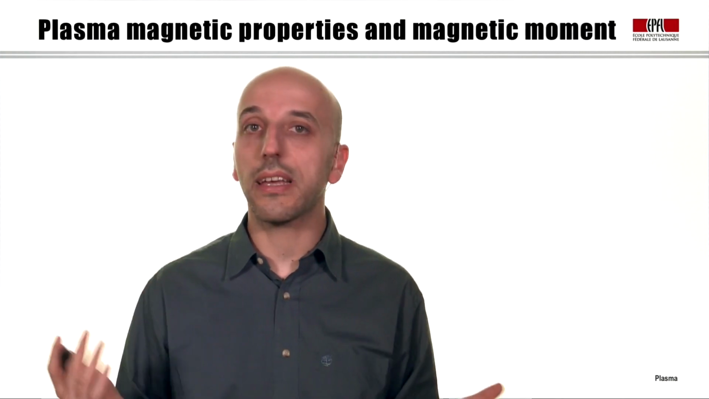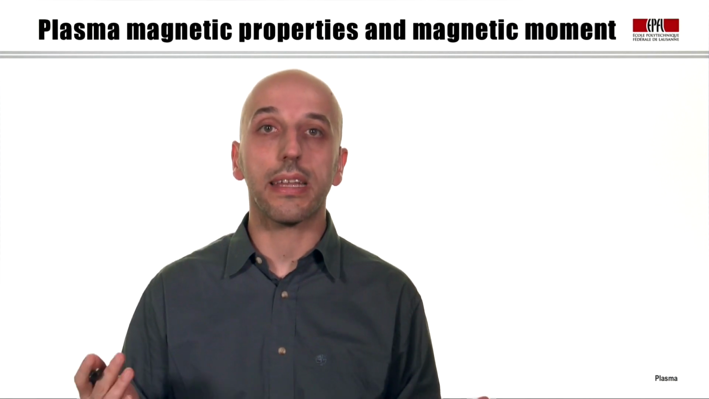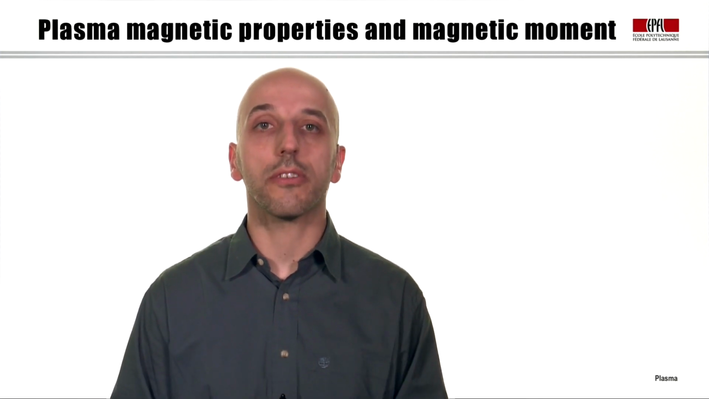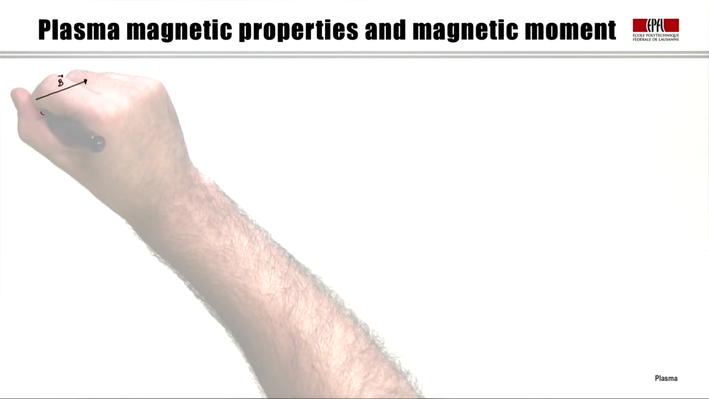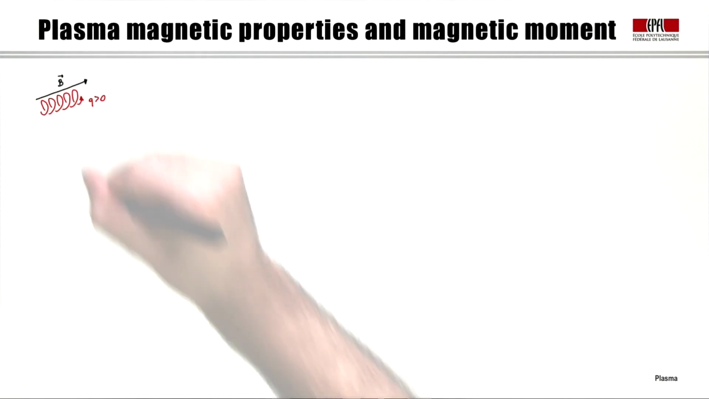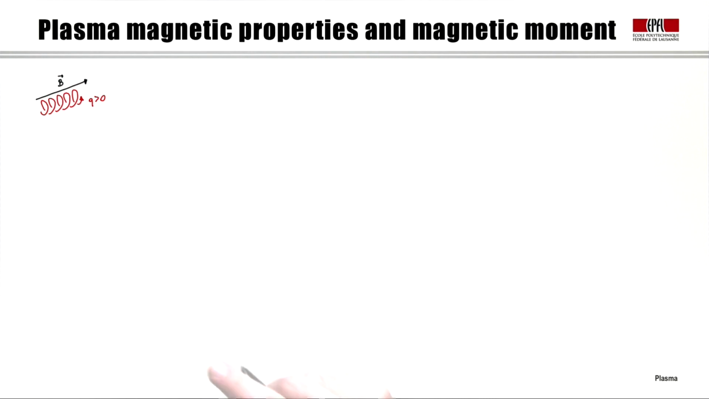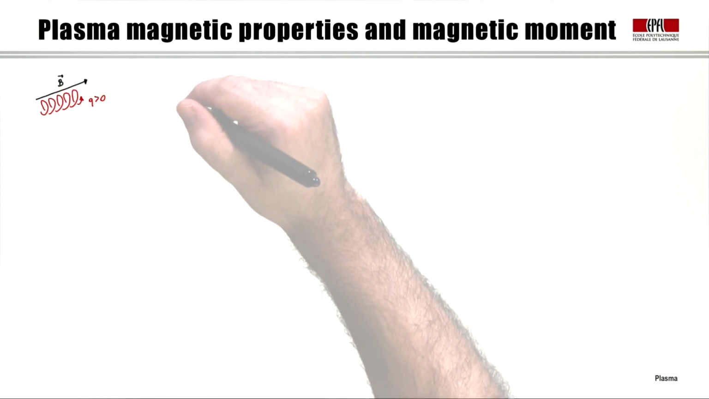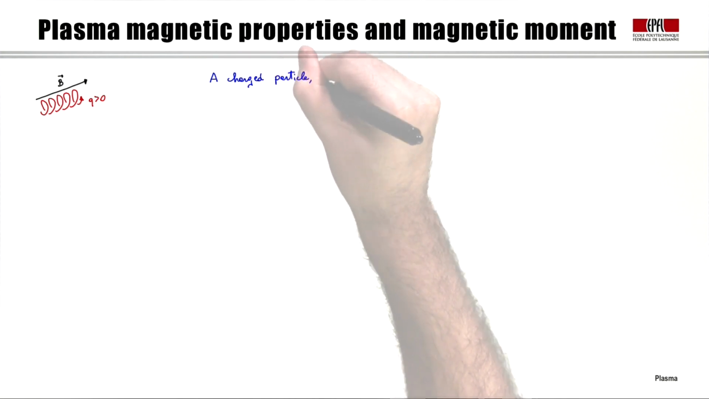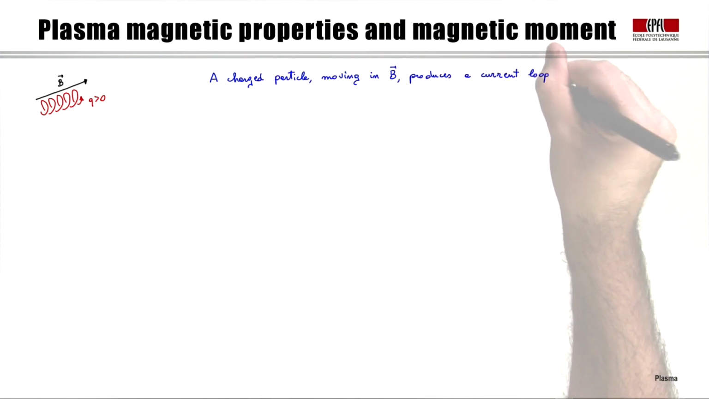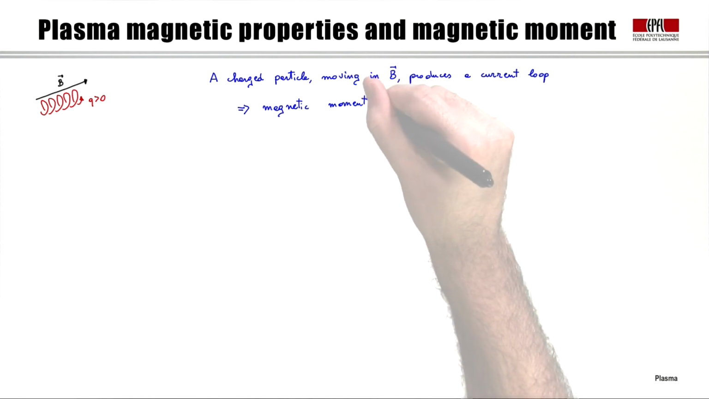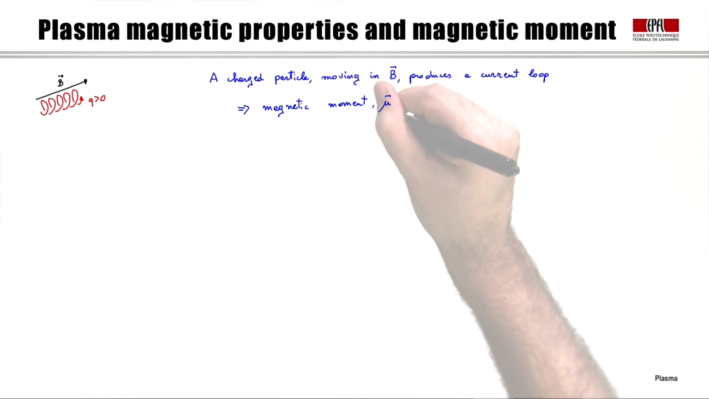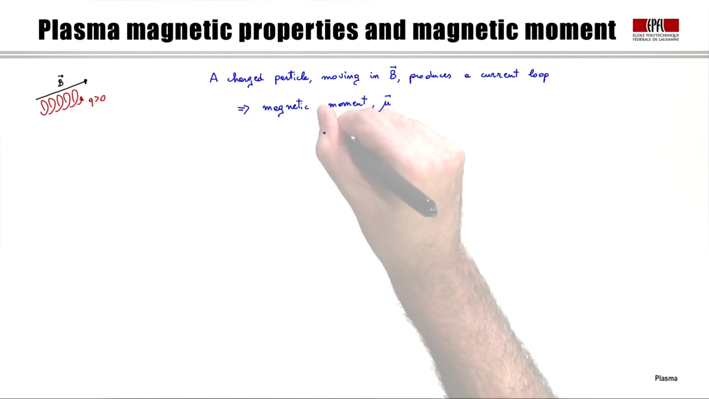Just by looking at this simple case, by this motion of these charged particles in the magnetic field, we can infer the magnetic properties of a plasma. As we have seen, in the presence of a magnetic field, this is the case of a positively charged particle. It produces a current loop. As we know, there is a magnetic moment associated with a current loop. What are the properties of this vector magnetic moment?